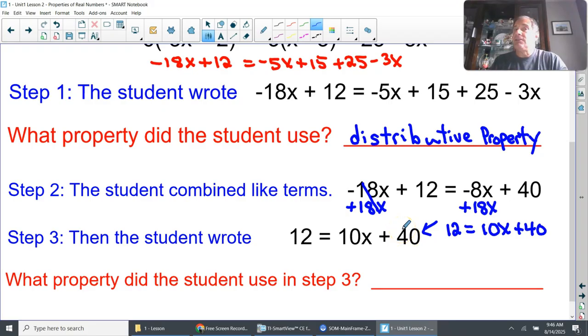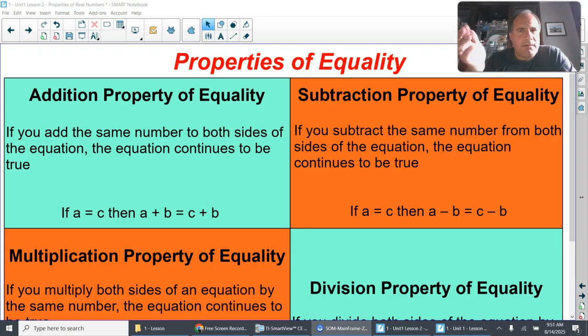So what did they do? They added. So this is the addition property of equality. That's what the student did. That's what you put. Addition property. Don't make it more difficult than it is. Don't think about what another property that we learned. It is addition property of equality. And I just wanted to mention a little bit of lesson 3.